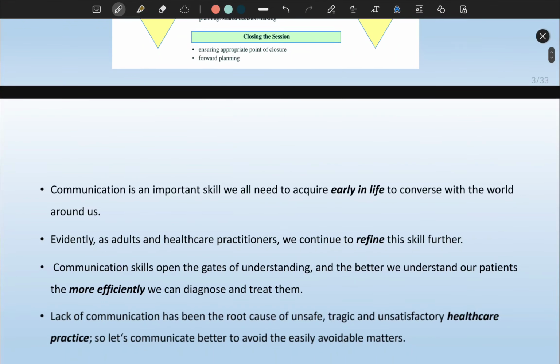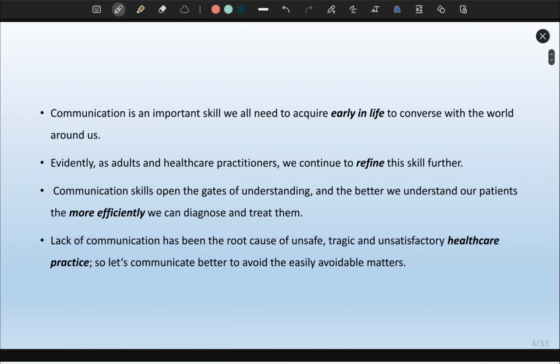So communication is an important skill we all need to acquire early in life to converse with the world surrounding us. Evidently, as adults and healthcare practitioners, we continue to refine this skill. So I will refine my skill according to the needs and to communicate more effectively with my patients, with my students, with my friends, and so on. It opens the gate of understanding, and the better we understand our patient, the more effectively we can diagnose and treat them. Lack of communication has been the root cause of unsafe, tragic, and unsatisfactory healthcare practice, so let's communicate better to avoid the easily avoidable matter.